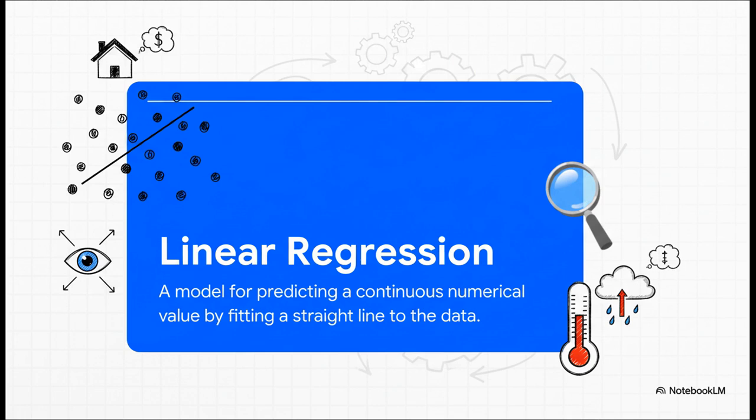Next up, we've got linear regression. Now, if SVMs are for sorting things into boxes, regression is for predicting a specific number. You know, like figuring out a house price based on its square footage or what the temperature might be tomorrow. It works by fitting the best possible straight line through the data points to model that relationship.